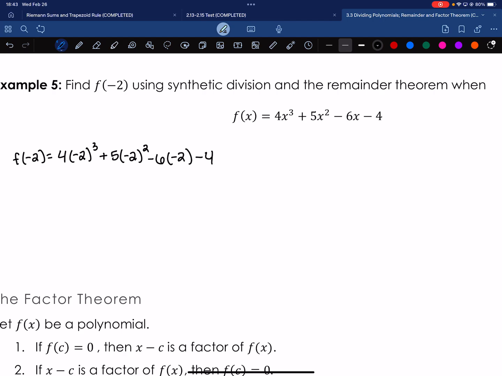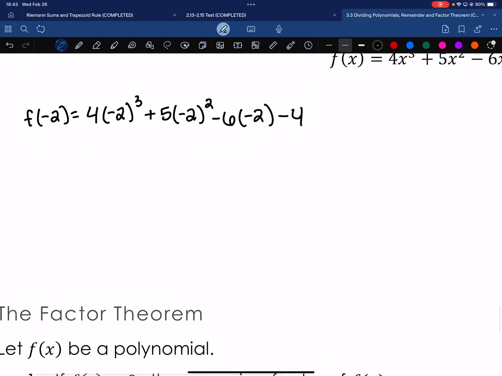Okay? So, if we were going this route, you would take 4 times -2 to the third power, which is -2 times -2 times -2, which is -8. Plus 5 times -2 squared. So -2 squared is -2 times -2, which is a positive 4. Then we have -6 times -2. That is a positive 12. And then I'm just going to drop down that 4.